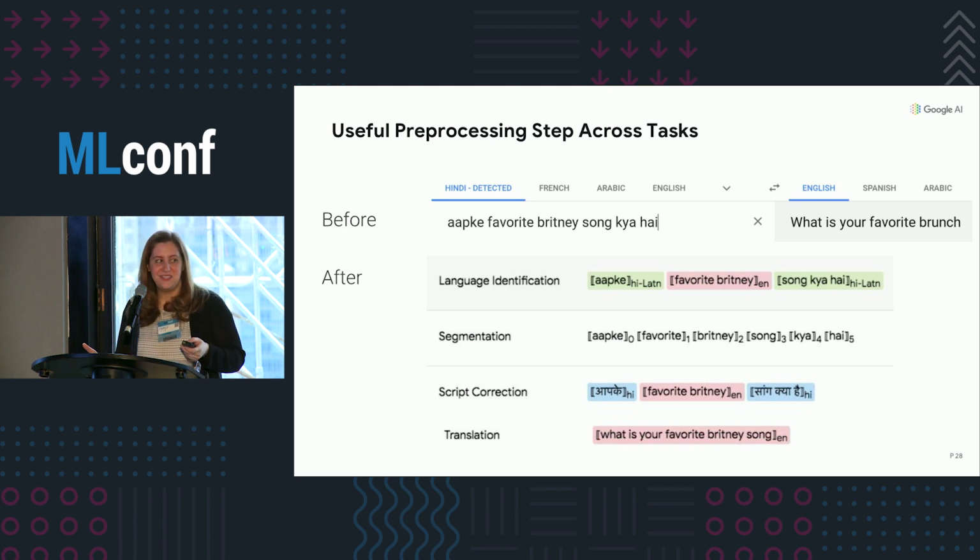But if we instead do language identification, even though we make a little bit of a mistake, and then we correct the script, so everywhere we say this looks like Hindi in Latin script, we convert it to Hindi in Devanagari script, then this looks like something more like what our models expect. And so if we put this pre-processed input in, then you get what is your favorite Britney song. So our models work better.